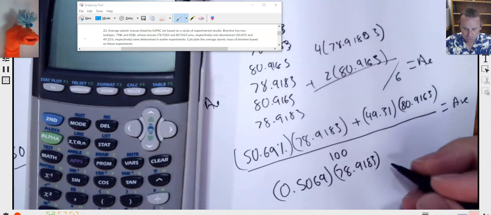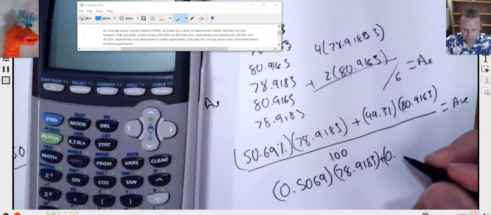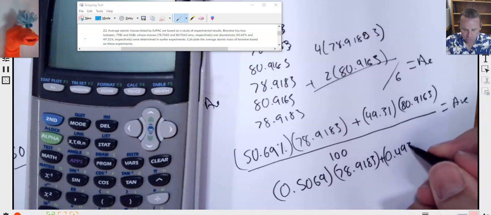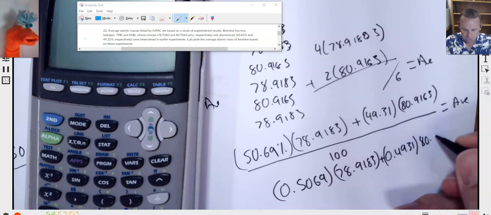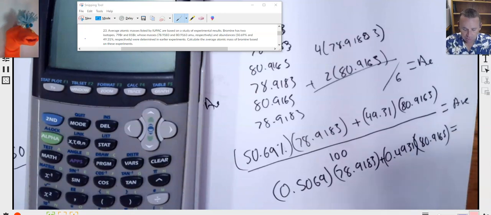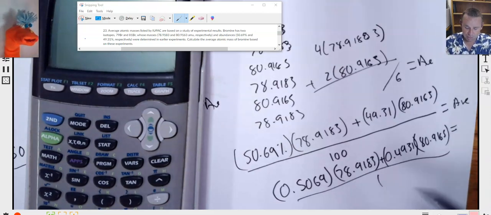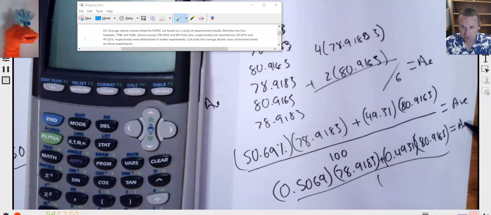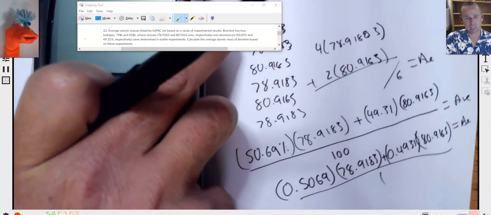And this one here would be 0 plus, again, 0.4931 times 80.9163. And I would only have to divide by 1. And so I could put that step in there and make us feel good, but it's not going to change anything. So I would get the same average again here. So taking the fraction, multiplying it by those values, you don't have to divide by anything.